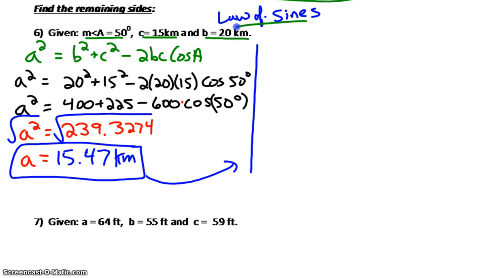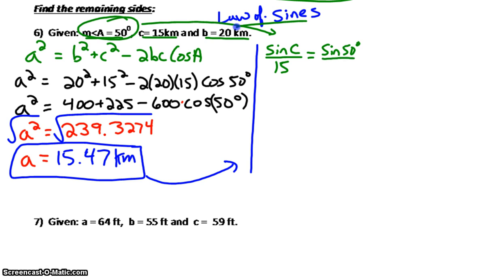Now I'm given three sides, but the only angle I have is A. So I'm going to use that A in this process. So if I want to find the sine of C, I'm going to put sine C over its side value of 15 and set that equal to my sine A, which is 50 degrees, which is all over my A value, which is 15.47.